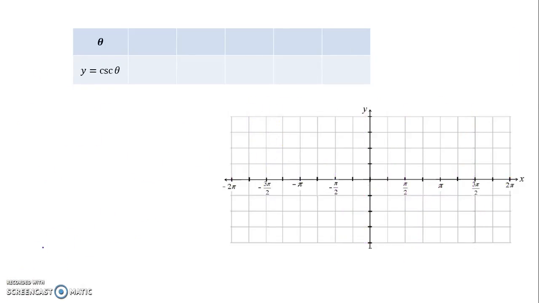Next we have our cosecant graph, which if you recall is the same as 1 over sine of theta. So I'm going to start my table at 0. If I'm thinking about my unit circle, at 0, I'm at 1, 0. If you recall, sine goes with your y, so this is like 1 over y. So I have 1 over 0, which is undefined. So cosecant actually starts as an asymptote.